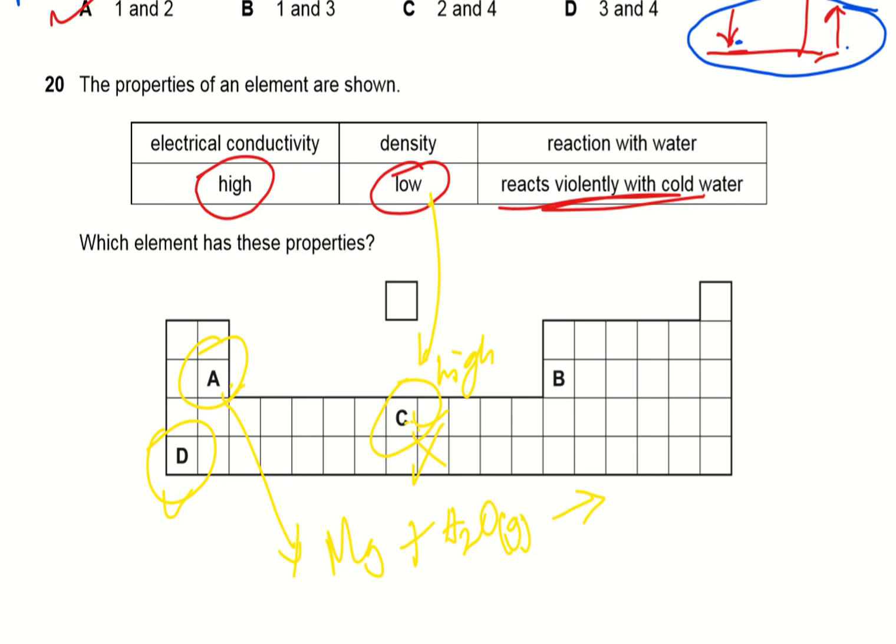Now basically the correct answer here would be D. D is, in fact, francium. You can see it's reacting violently with water. It has low density and it has what? High electrical what? Conductivity. So francium has the highest density in group 1, but compared to other metals, francium's density is lower, because alkali metals, one of the properties they have, is low density. So the correct answer here is D.